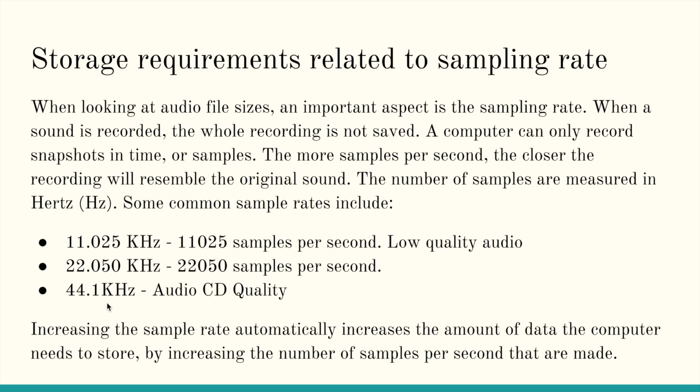So obviously the higher the sampling rate, the more samples per second, the more data the computer needs to store. So if you're looking to save space, you need to use a smaller sampling rate, and if you're looking to get the best quality, you'll use a higher sampling rate.